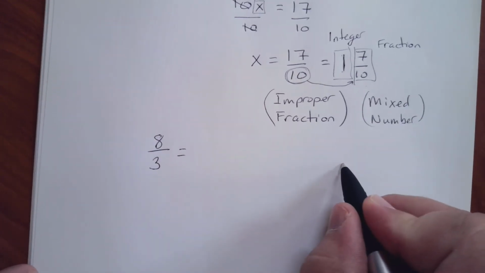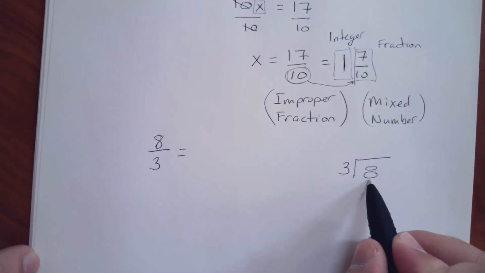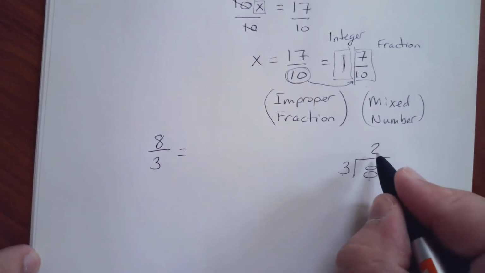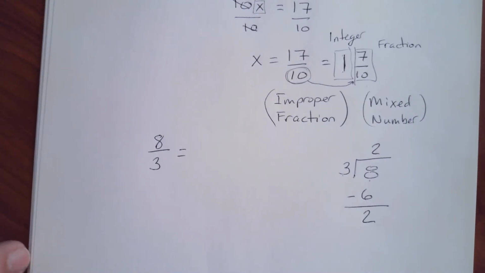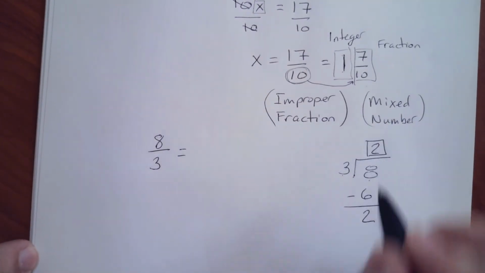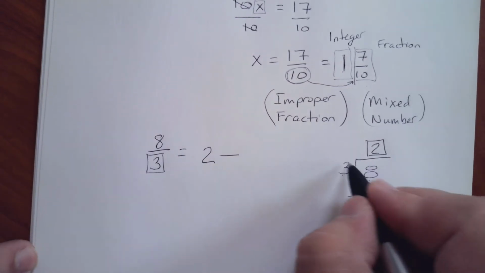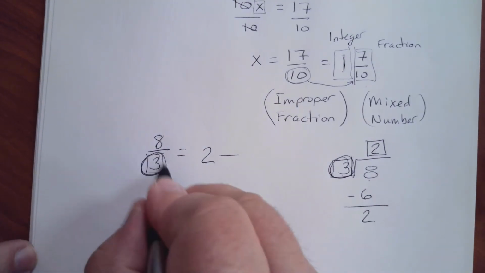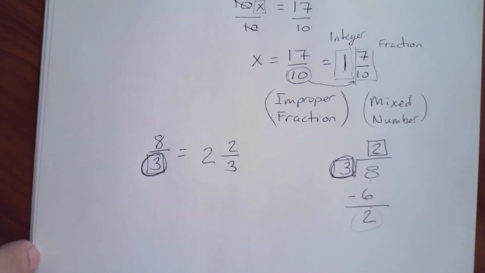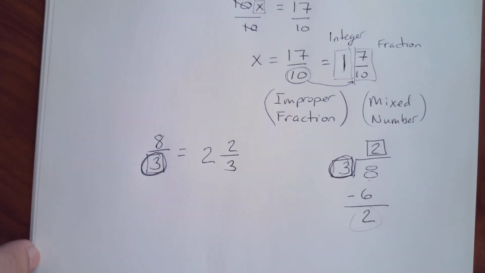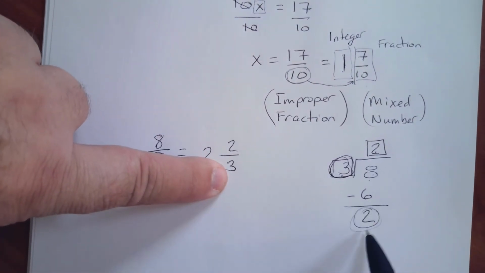It may help if you want to do it the old-fashioned way, it can work also. How many times does 3 go inside 8? 2 times. 2 times 3 is 6. And if I subtract them, I get 2. This number is your integer. This number is always the denominator. And this number is your numerator, the remainder. So 3 goes in 8 twice. That's the integer. 3 is the denominator. Whatever else is down here goes on top.